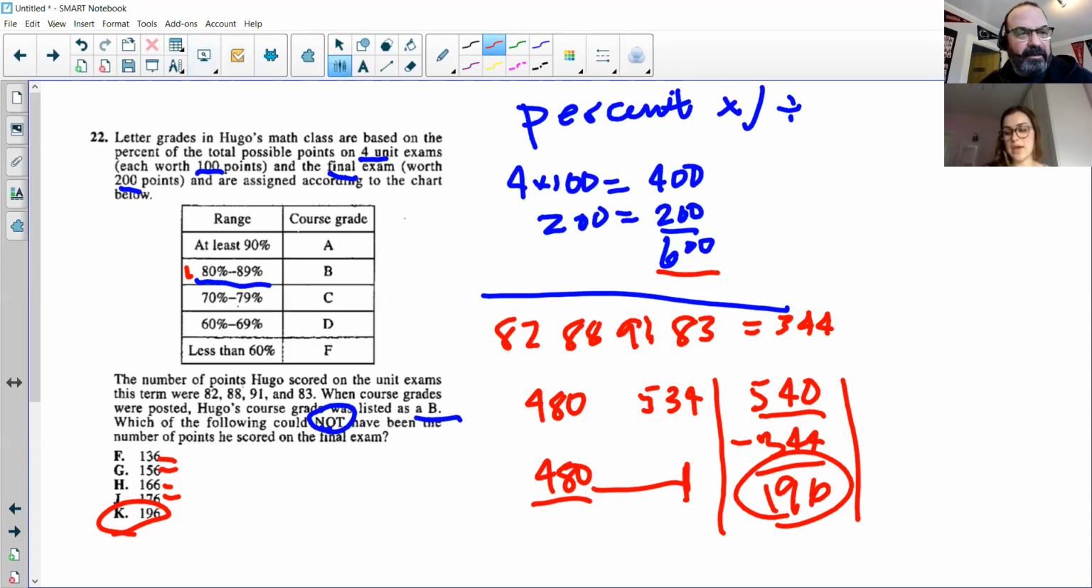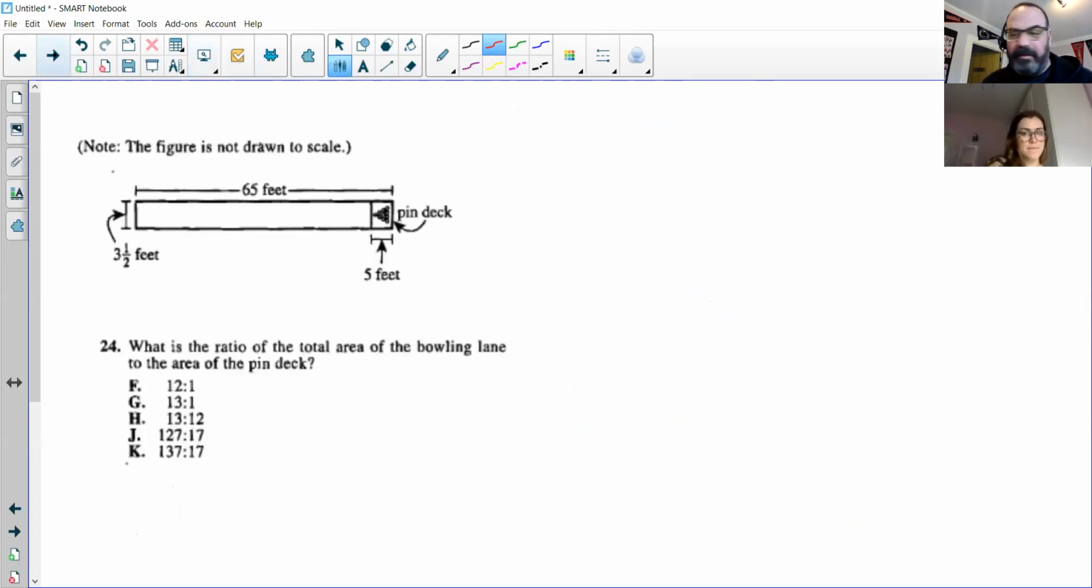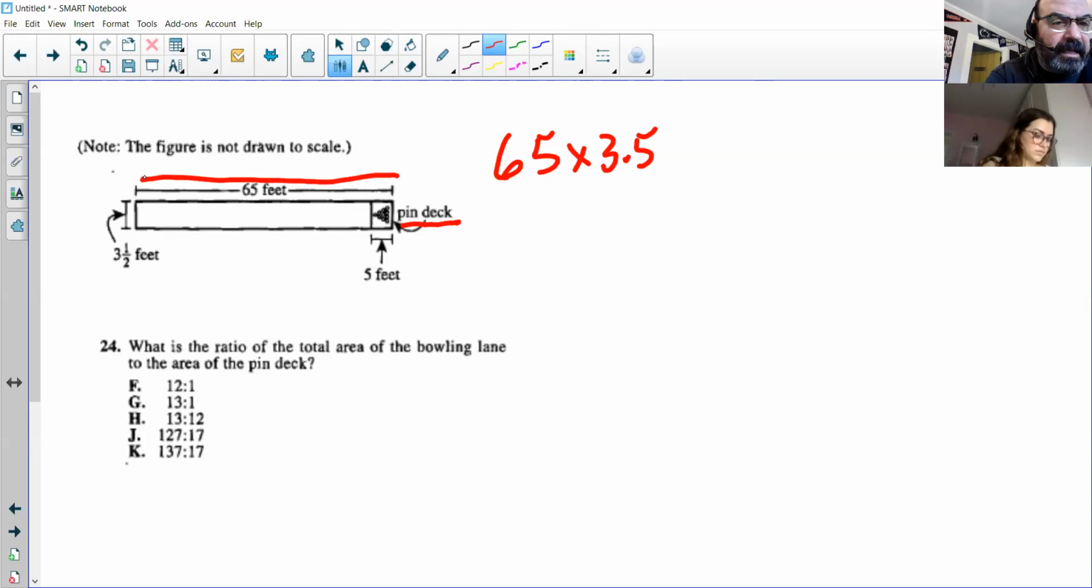Nice. All right, let's take a look at the next problem. You read it for me and we'll see what we can solve. What is the ratio of the total area of the bowling lane to the area of the pin deck? Okay, so here was the bowling lane. This was a two-part problem and there was a big explanation, but I didn't copy and paste it in. So the area is 65 times 3.5 of the bowling alley. And here's the pin deck. This whole thing is the bowling alley. And the pin deck is 5 feet by 3.5.